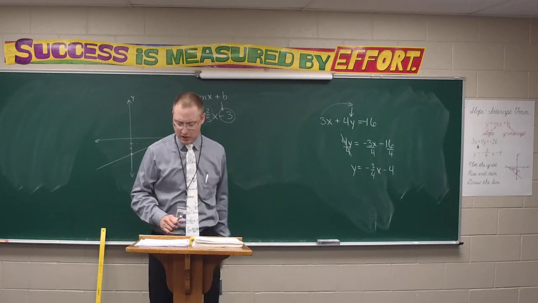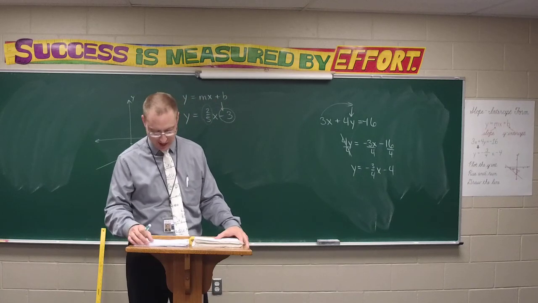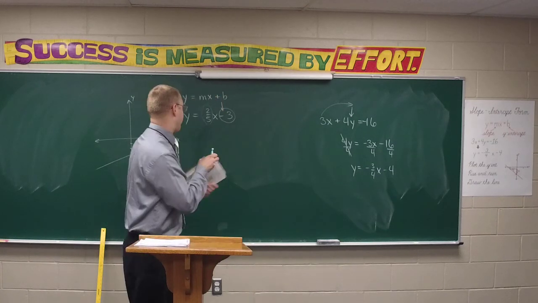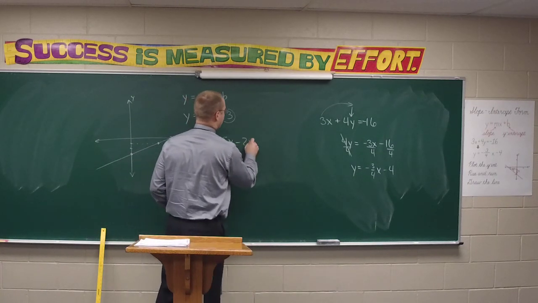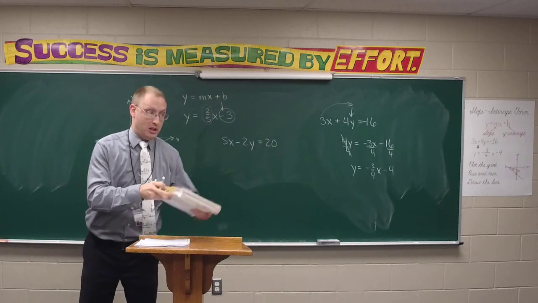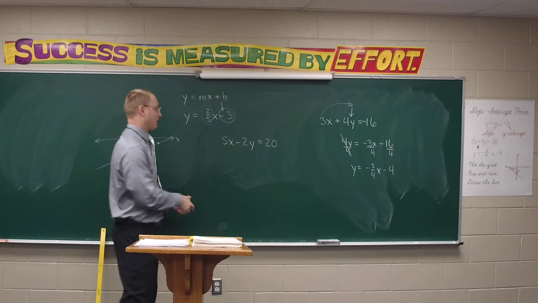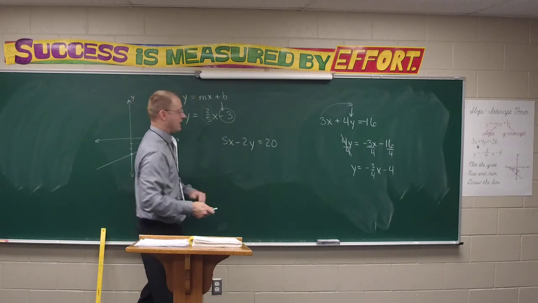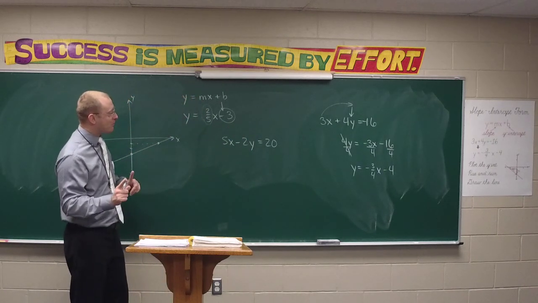Let's practice with this. On your handout, I want you to look at number 5. Number 5, we got 5x minus 2y is equal to 20. Now, I'll be honest, I'd probably graph this by the intercept method because I can see the intercepts like that. Plug in a 0, I get a 4, plug in a 0, I get a -10. Super easy. But we're not going to do that.